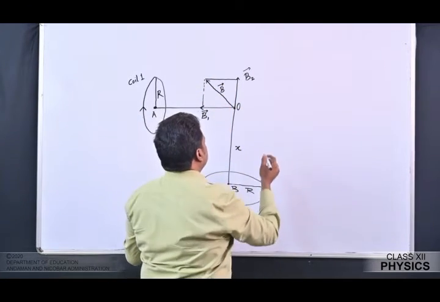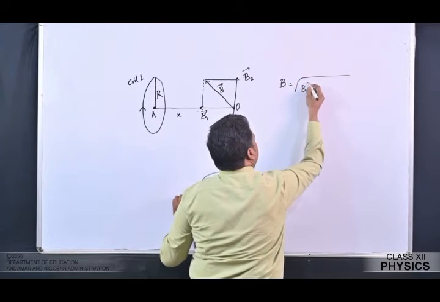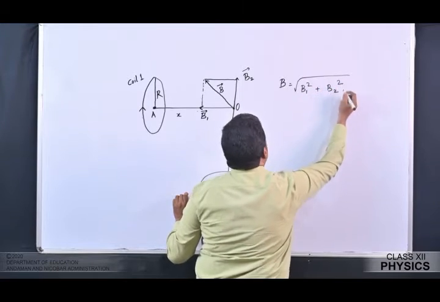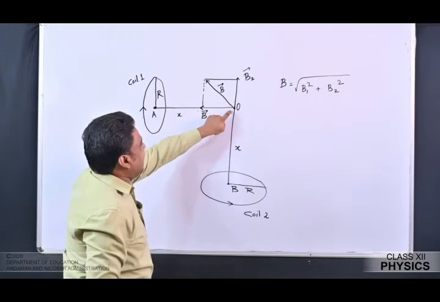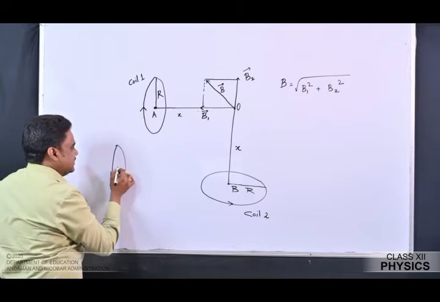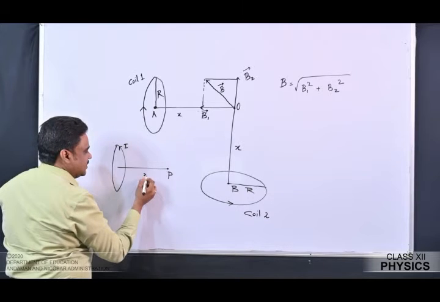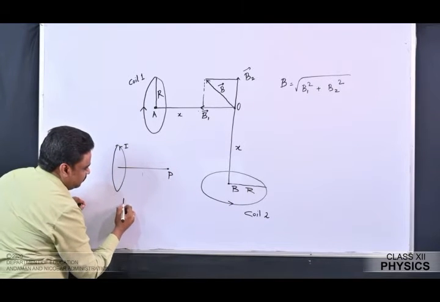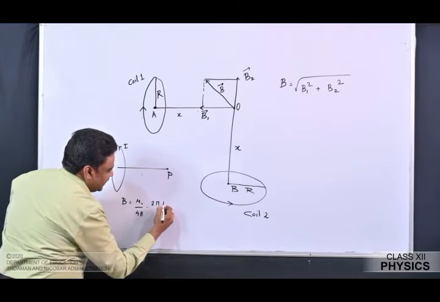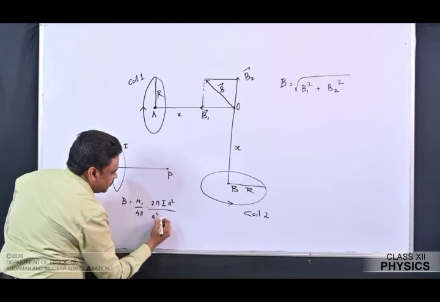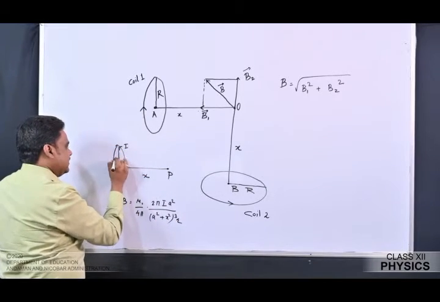So what is the formula for the resultant? You know that B will be under root B1 square plus B2 square. Obviously we already studied the magnetic field due to a current carrying circular coil at a point on the axis. What is the formula? Obviously it is a diagram like this. So this is the location point. If a current I flows, what about the magnetic field at a distance, say P? You know B is equal to mu naught by 4 pi 2 pi I A square by A square plus x square to the power 3 by 2. Obviously this distance is x and the radius here is A.